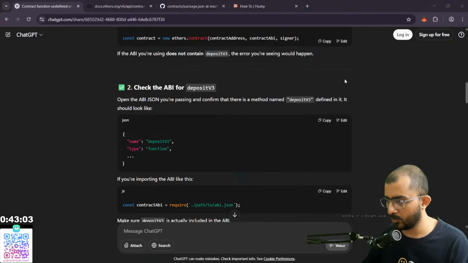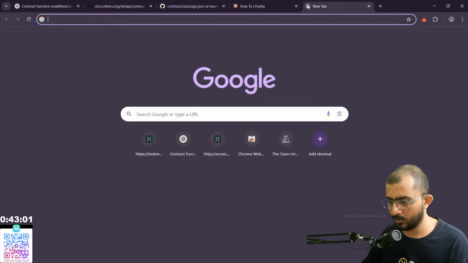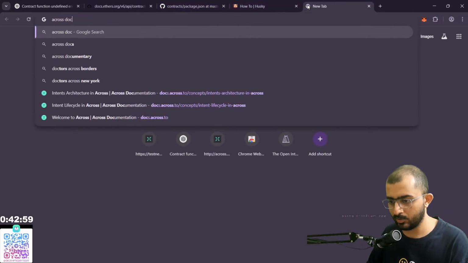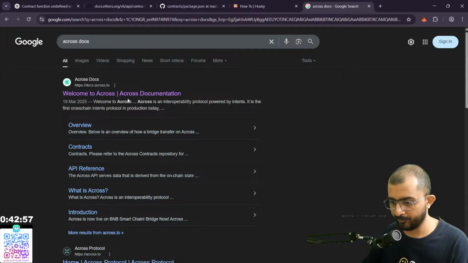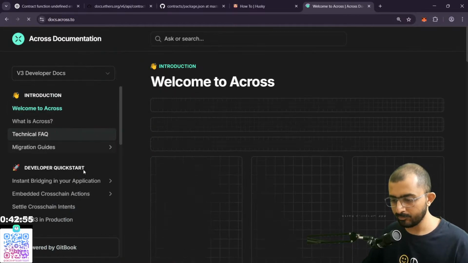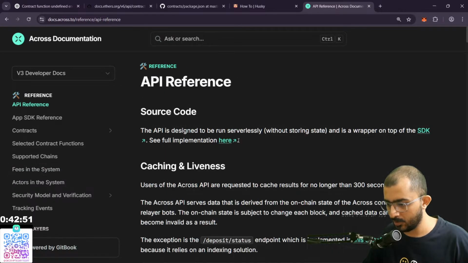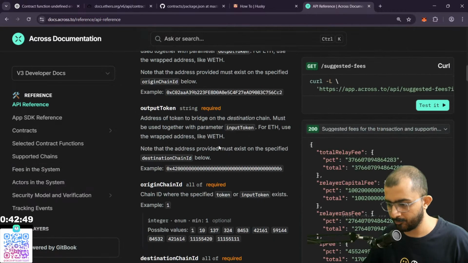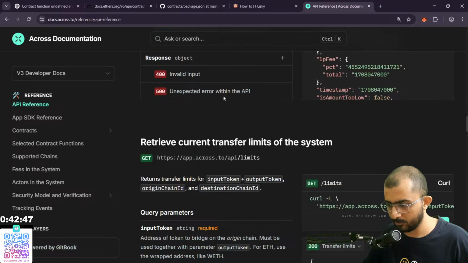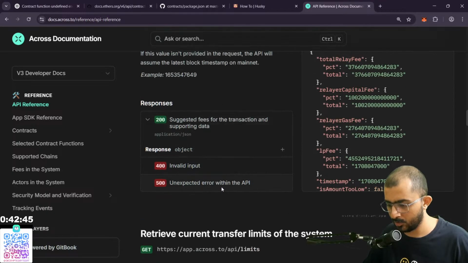We need to go to Across docs, API reference, and then suggested feeds. Unexpected error within.